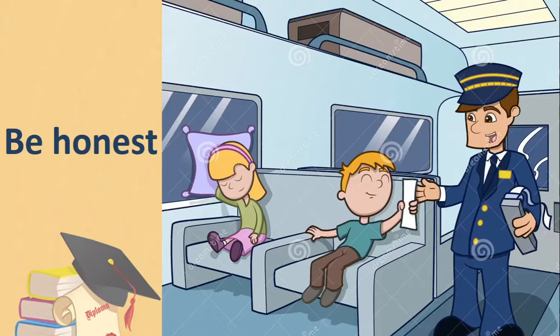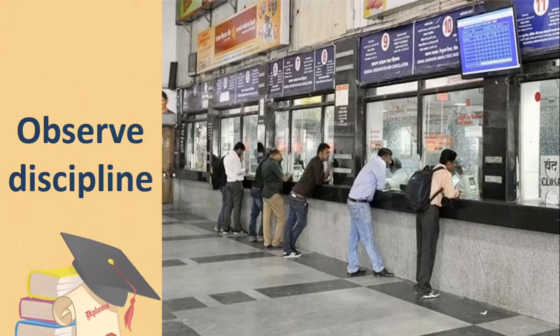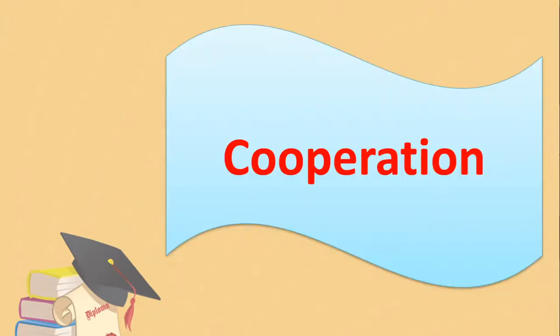Okay? See this? Whenever you travel by bus, when you travel by train, always be honest and buy your ticket. Okay? See? Observe discipline, not only honesty but also discipline. When you are standing to buy a ticket, stand in line, don't create a crowd, don't push each other, maintain discipline.